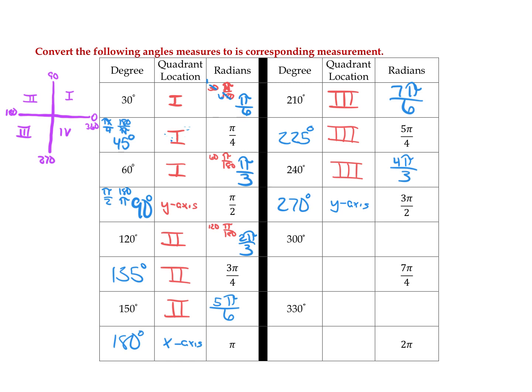300 is in quadrant 4. And that is going to be 5 pi over 3. And then 7 pi over 4 is going to be 315 degrees, and that is also in quadrant 4. 330 is in quadrant 4, and that is going to be 11 pi over 6. And then the last is 360 degrees, which is 2 pi, and that is going to be on our x-axis.